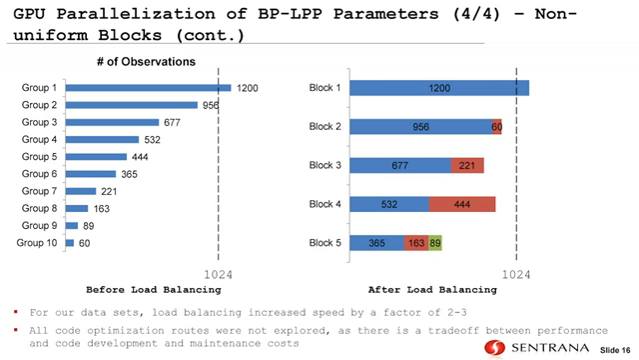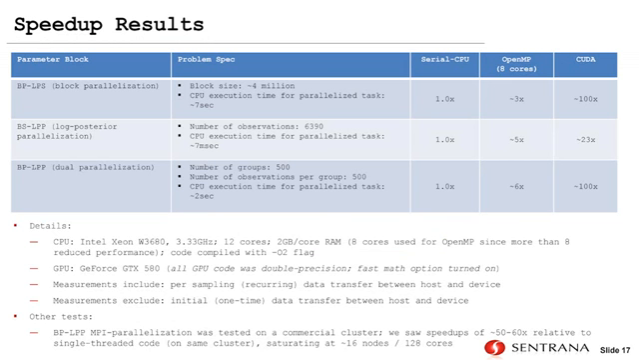So you still have block independence, and at the same time, you have a much more uniform distribution of load across the GPU block. So when we did that, again, we almost gained back what we gave up by going from uniform to non-uniform groups. Okay, so let's look at the speed up results.